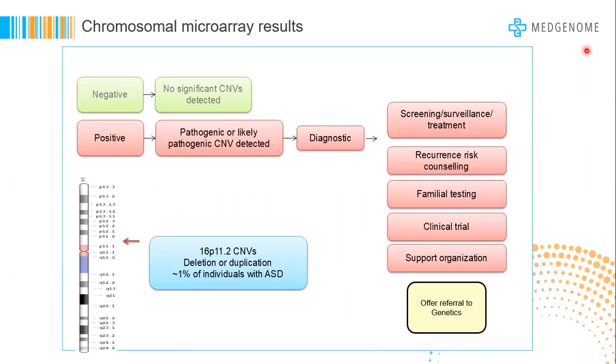If it is positive, it means it is diagnostic because a pathogenic or likely pathogenic CNV has been detected. And then based on this, you can go for screening, you can go for surveillance, you can explain the risk of recurrence, you can do family testing, you can involve the patient or the family in a clinical trial, you can have them enrolled in a support organization. So the finding of pathogenic, likely pathogenic is what we all aim for.